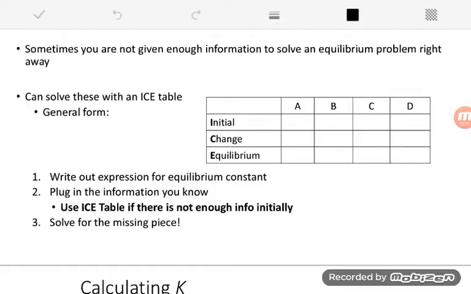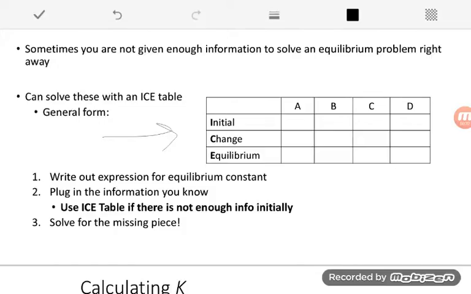So far, with all of the equilibrium problems we've been doing, we've been able to write out our expression for the equilibrium constant, plug in what we know, and there's only been one piece that we needed to solve for, so we could just rearrange and solve for that missing piece. Unfortunately, sometimes that's not the case. Sometimes we plug it in and we find that there are 2 things missing from the equilibrium expression, or 3 things missing, and we don't know where to solve from there. If we ever come to that, what we need to do is use what's called an ICE table.